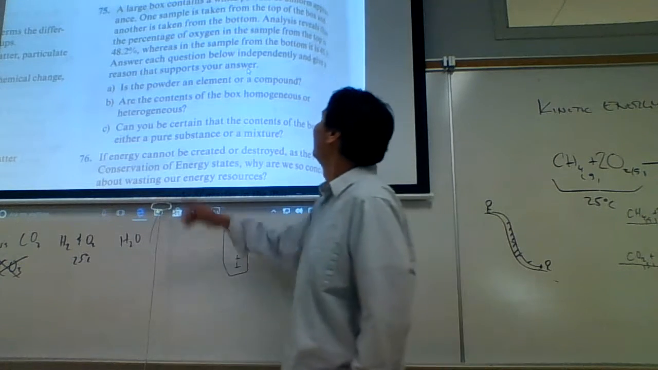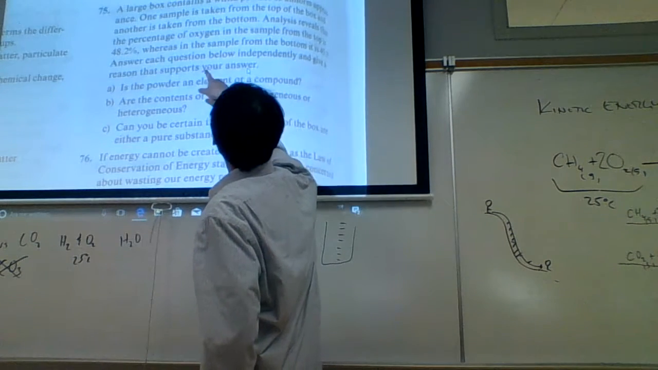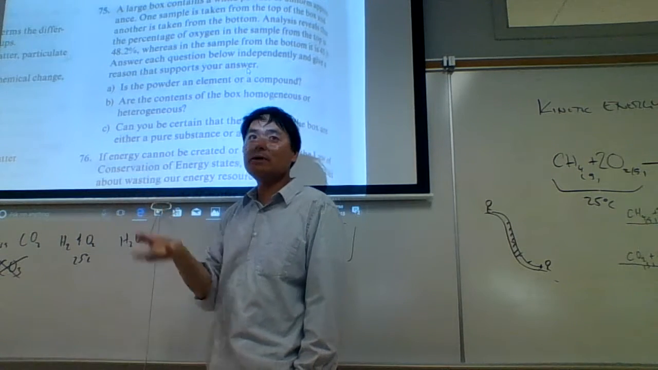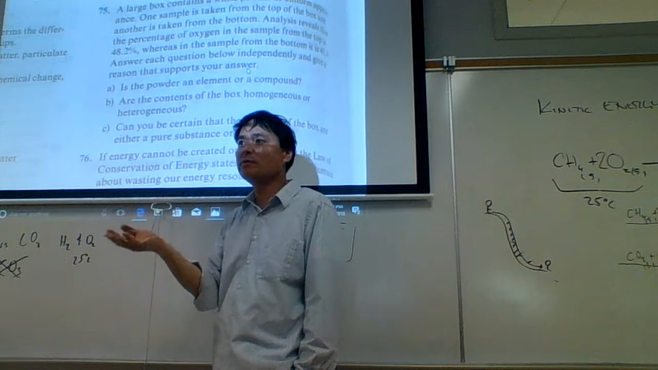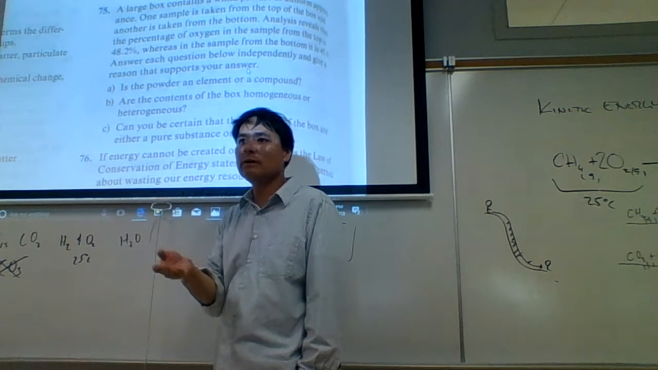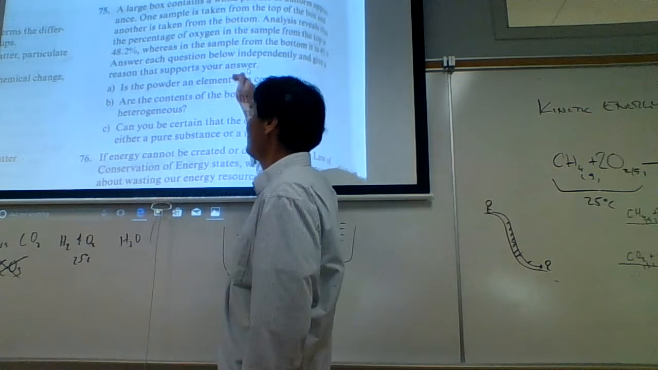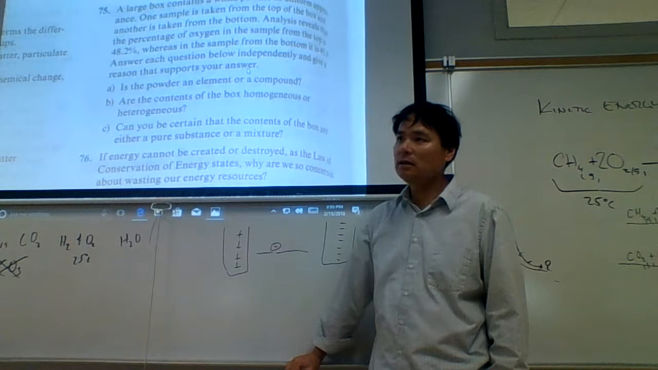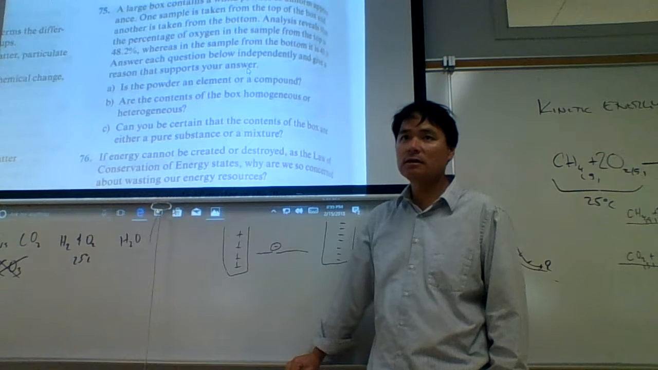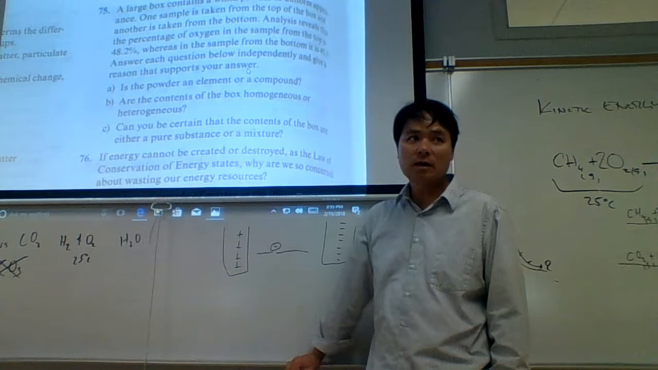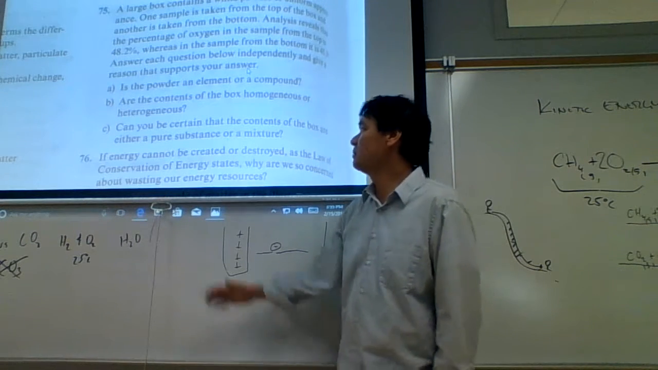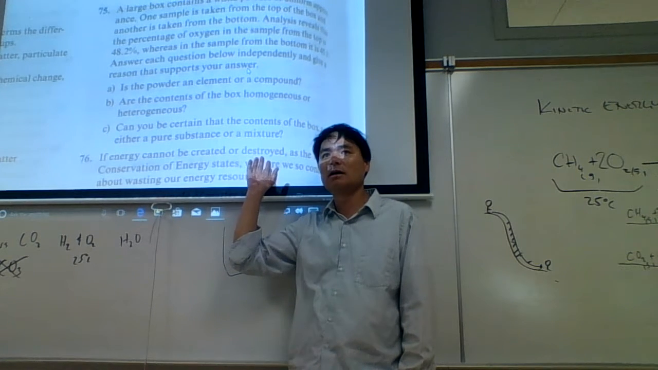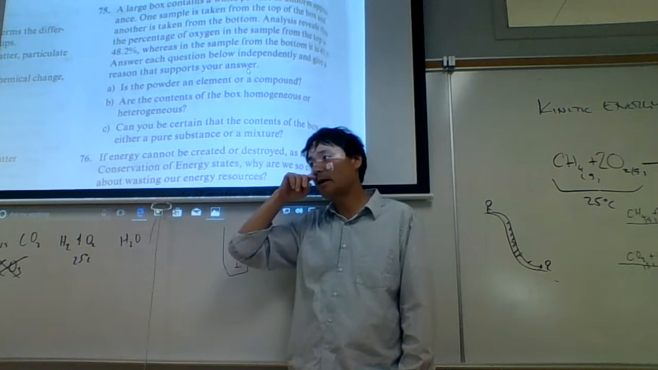For example, this says 48.2% oxygen. Well, that means there's 51.8% something else. So it cannot be an element. An element would have to be 100% oxygen or 100% aluminum or 100% whatever. And then you think, can it be a compound? And you'd like to say no, because compounds should have a fixed composition, but it's got to be a compound. The only way this can be is if this powder is a mixture. That's how it can be.